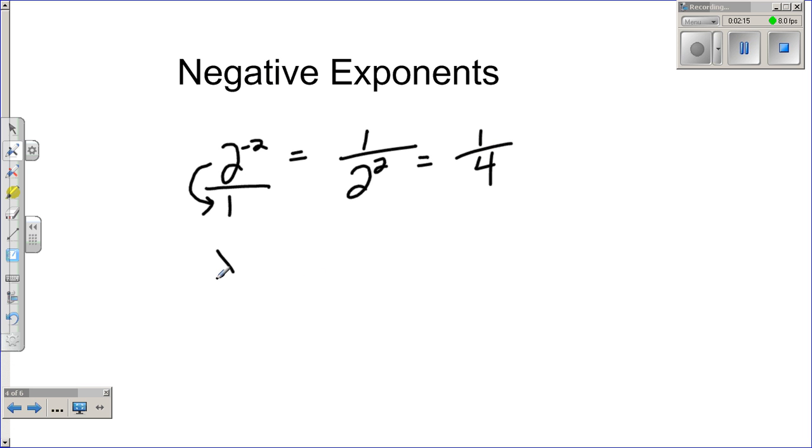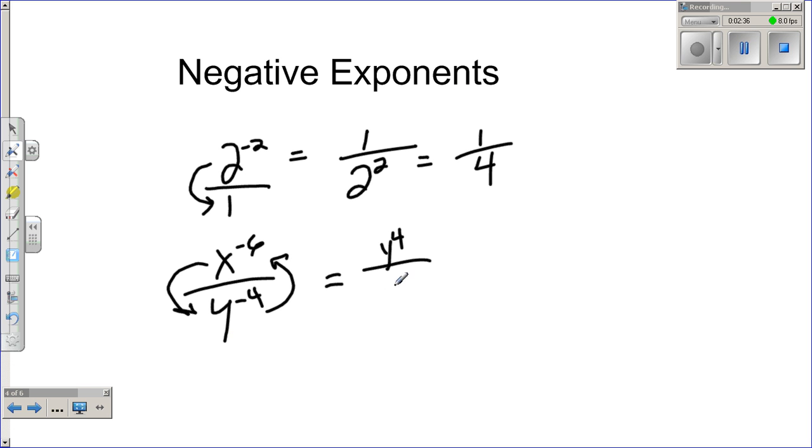Okay, what if you had x to the negative 6, y to the negative 4? Well, in these cases, the y would have to come up, the x would have to go down. See how you're going to have to switch those negatives? So this one, the y goes up top, it is y to the 4. X comes down bottom, it is x to the 6. That would be your final answer.